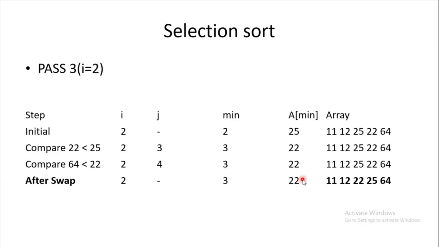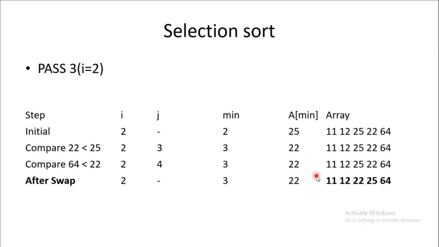So in the next pass, again we will repeat the same process. After repeating the same process, out of these 3 elements, the min is 22 and its index is 3. So that third index we are swapping with the current min. So 22 and 25 are getting swapped, and this is the output of pass 3.